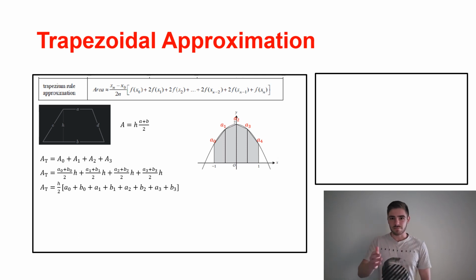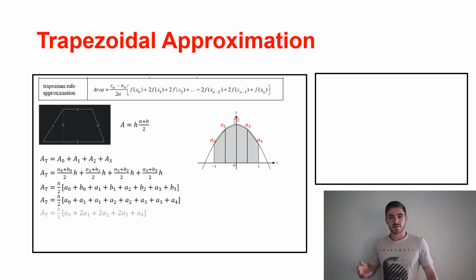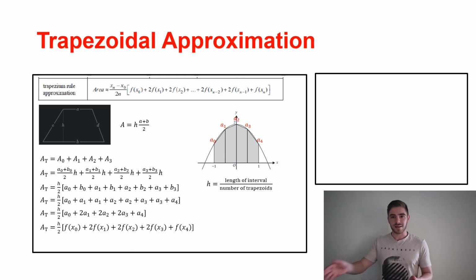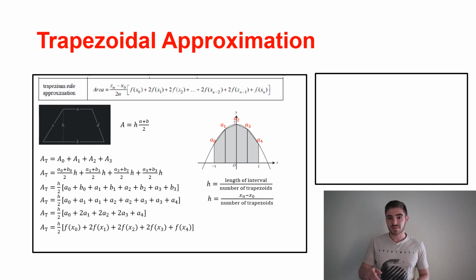So instead of writing a and b in the sequence, you can replace all those b terms with equivalent a terms. Better yet, not only can we replace the b terms with a terms, we can also replace the a terms with f of x terms, since all those are just points along the graph at specific x values. Now all we have to do is rewrite the h term. The h term is the width of each trapezoid, and if you recall from earlier, we found the width of each trapezoid by defining the entire interval and then dividing through by the number of trapezoids in that interval. The length of the interval is just the last x value subtracted from the first, and the number of trapezoids that we're going to divide by, let's just call that n.